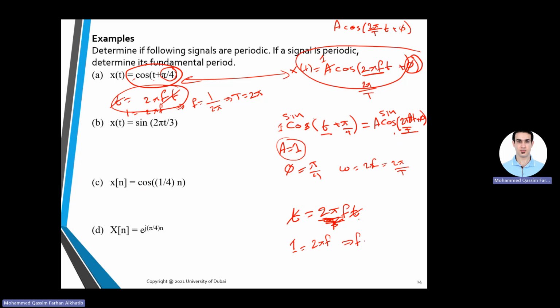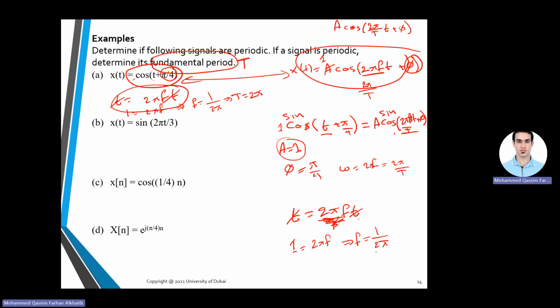So f equals 1 over 2 pi. All right. Now the question is asking what? If the signal is periodic, we say this periodic is a sinusoidal signal. Find the fundamental period. Fundamental period, find T.